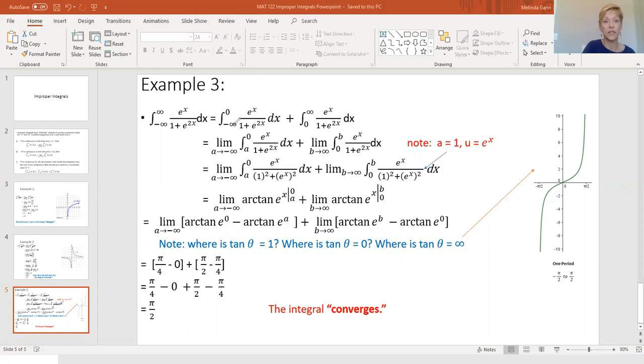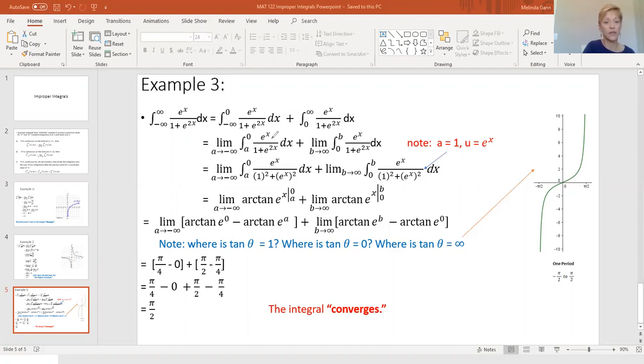Then remember, the infinity gets replaced with a variable. When it's on the bottom, they tend to replace it with a, and do the limit as a approaches negative infinity. Okay, that same integrand. And then I go from 0 to b, because they replace the top with b, and then the limit as b approaches infinity.